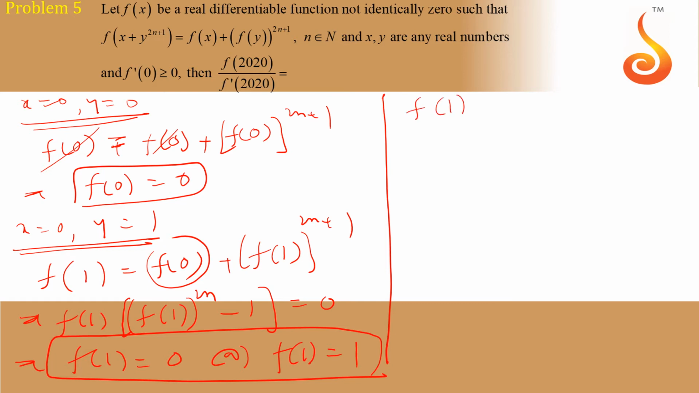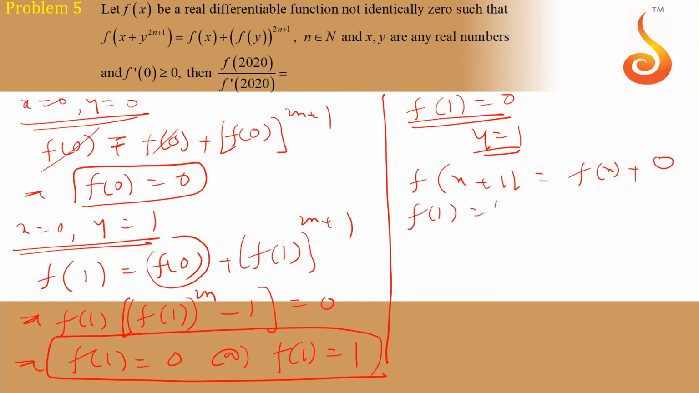Now suppose f of 1 is 0. Then let us substitute y equal to 1 in the given condition. Then you will get f of x plus 1 equal to f of x plus f of 1, which is 0. Then f of x plus 1 equals f of x, so f of 1 equals f of 2 and so on. All are equal, and that is equal to f of 0, which is also 0. So this is becoming the zero function. So this case is not possible.